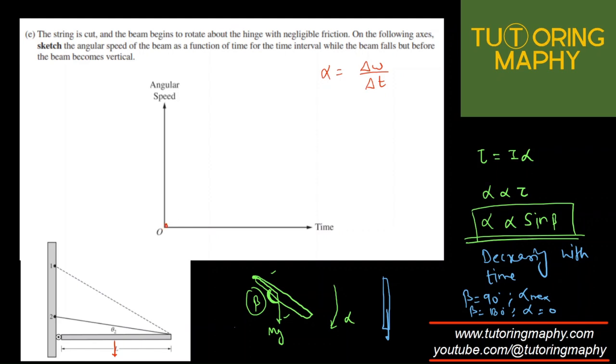So it starts from 0, and when it becomes vertical, there is no torque because sine of 180 is 0. So no torque means alpha is 0. So omega becomes constant. So it increases like this with a decreasing slope, because like I said, slope is alpha and alpha is decreasing with time. So this should also decrease with time.